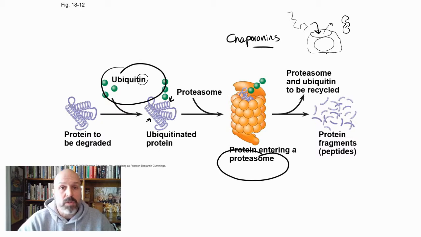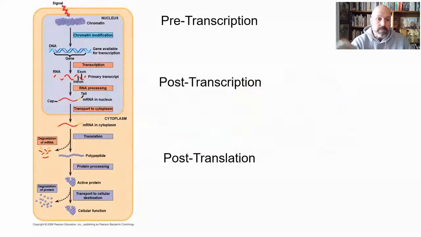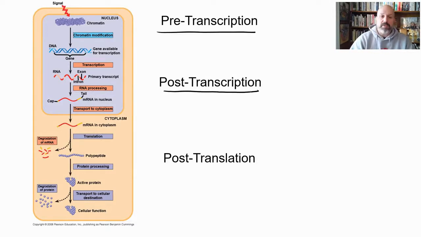So this is a post-translation modification that can be made to proteins to further change or regulate what type of protein is being made. Again, these are divided up into threes. Pre-transcription, what happens after transcription, and then what happens after the protein is made.